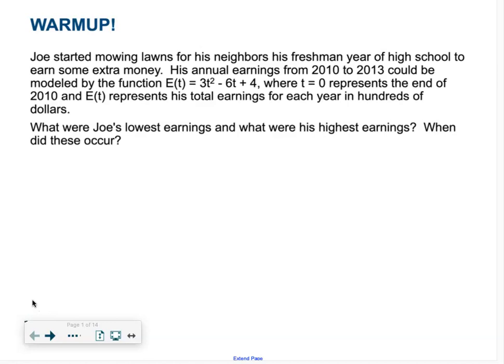You can use any method you want. Whatever method you want to use to figure out these answers, you can use it. There is no method that's better than any other. So in your groups, talk to each other, get your answers on your whiteboards.